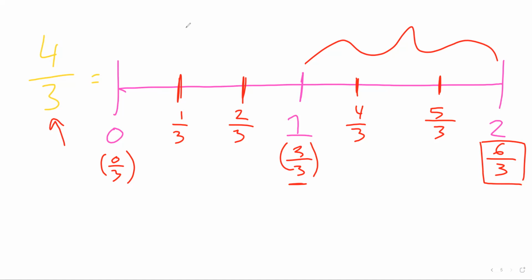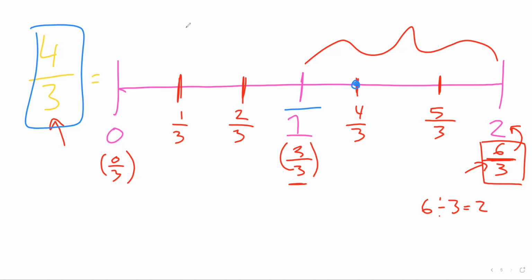Which, you know, I can't resist talking about this. That is 2, because 6 divided by 3 equals 2. And remember, that's what that symbol means. It means we're dividing. So that makes sense. So if I look at 4 out of 3, that's right here. And if this is 1, that's bigger than 1.